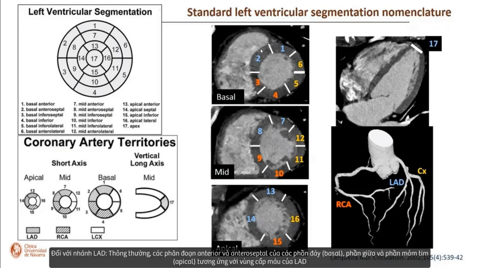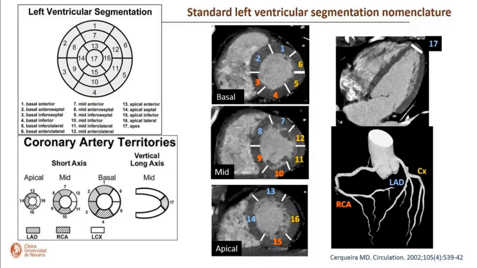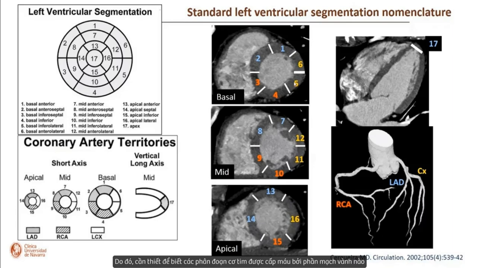So the LAD territory is usually the anterior and anteroseptal basal, mid, and apical segments. The inferoseptal and inferior basal and mid segments and the inferior apex are usually the RCA, whereas the lateral aspect of the left ventricle is usually vascularized by the left circumflex coronary artery. So that's why it's very important to know the territories that are irrigated by the different coronary arteries.